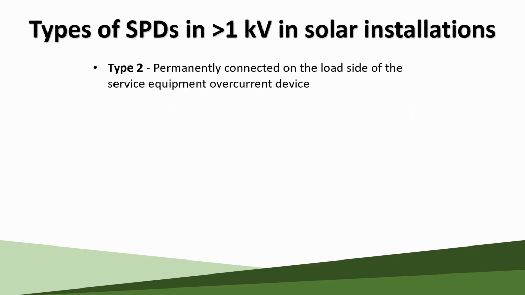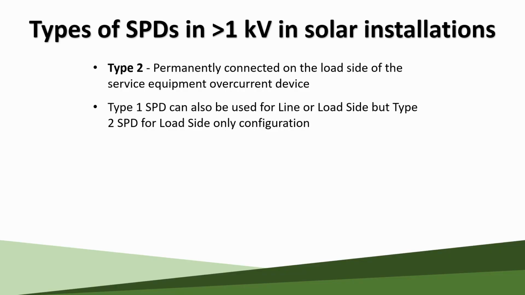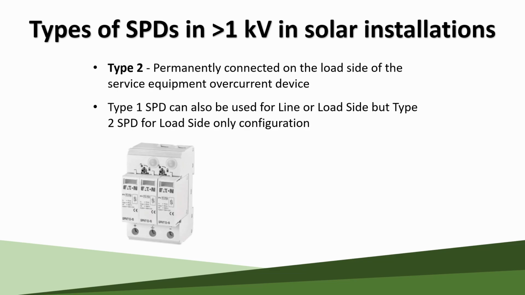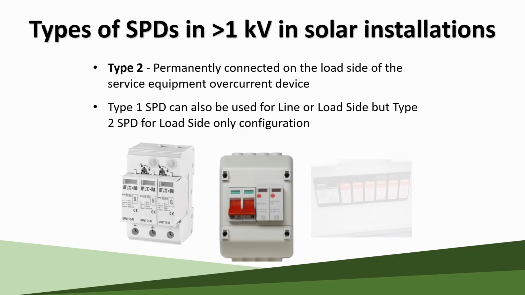Type 2 SPD. Permanently connected SPDs intended for installation on the load side of the service equipment overcurrent device, including SPDs located at the branch panel. Typically as a branch circuit, and protects against residual lightning energy, motor driving surges, and other internally generated surges. Type 1 SPD can also be used for line or load side, but Type 2 SPD for load side only configuration. And there exist combined Type 1 and 2 SPDs on the market today.